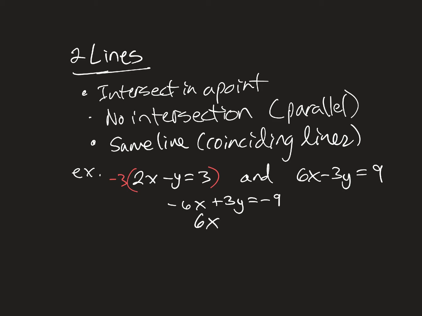And I'm going to add that to the second equation. And I notice, okay, x's are canceling, y's are canceling, and the constants are canceling. So I'm left with 0 equals 0, which is true. If I was left with a false statement, there'd be no intersection, but I'm left with a true statement, meaning all points on these two lines work, and they happen to be the same line.